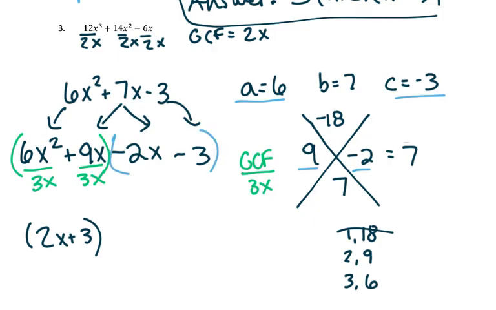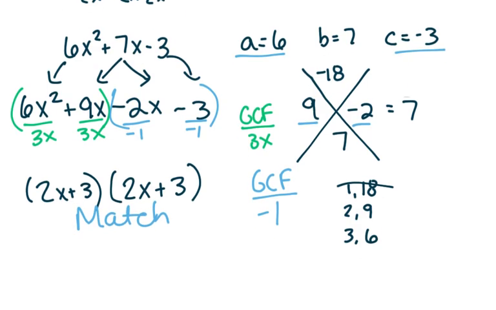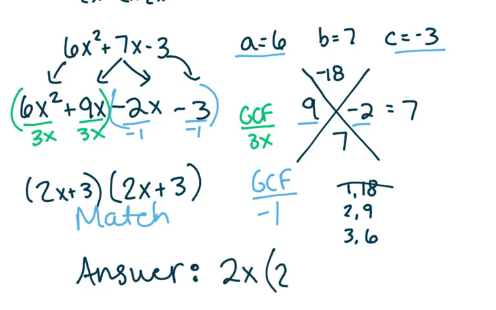In the second set, if you notice, it starts with a negative. So we're going to take out a negative and then a 1. So let's divide by negative 1. And when I do that, I get positive 2x plus 3. Remember, that's good. It matches, so that means we did it correctly. So let's write our answer. So our answer has to include the GCF from the beginning, which was 2x. And my matching set is 2x plus 3. And then my set that I took out is 3x minus 1.